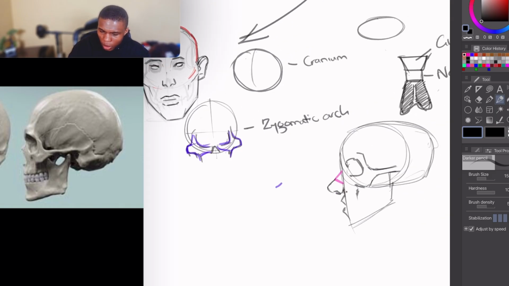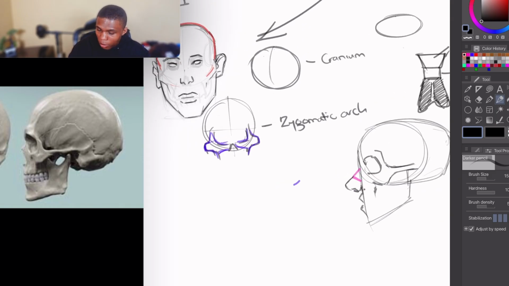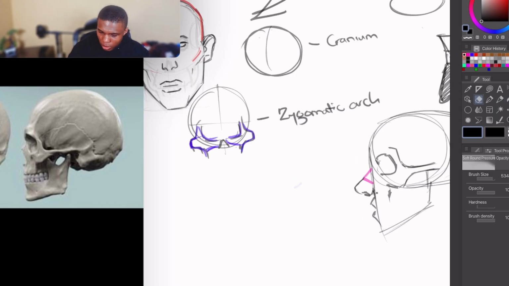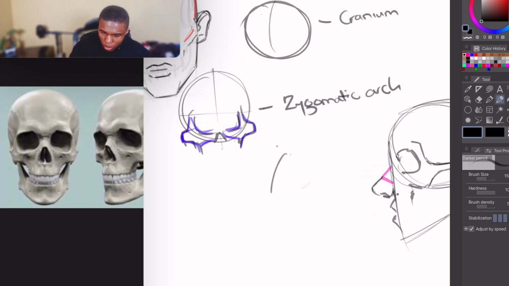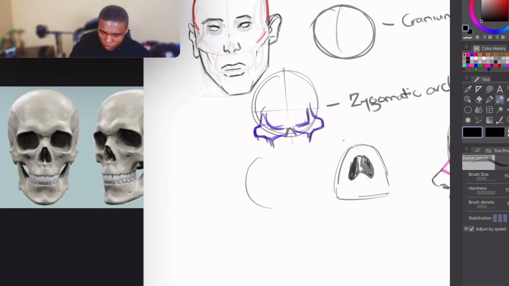And then we'll have our maxilla. Our maxilla is the part that covers the nose. It's this part. Let me draw it here. It's this part that holds this space for our nose here. Let me draw it in full color.